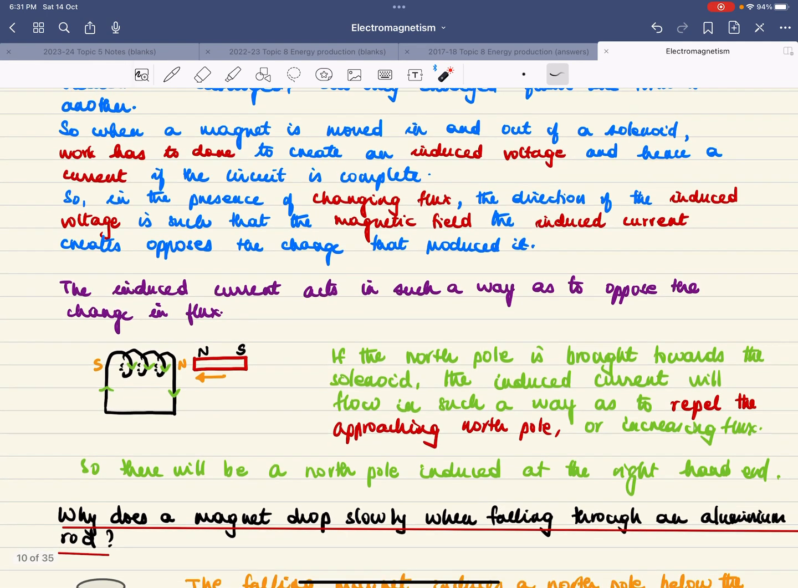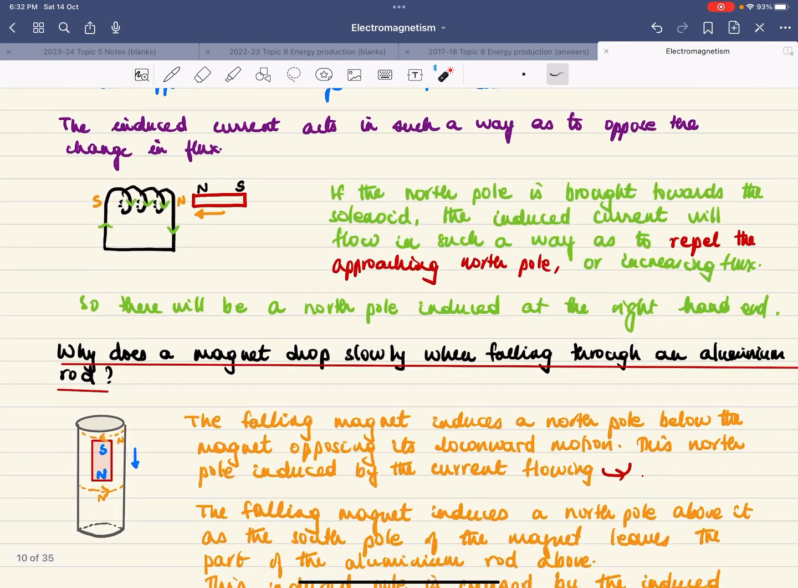For example, if the north pole is brought towards the solenoid, the induced current will flow in such a way as to repel the approaching north pole. So it will induce a north pole here, and so when you use your right hand grip rule, you can figure out what the direction of the current is.